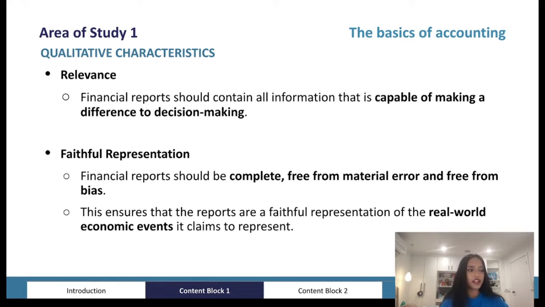So the first one is relevance, which basically just means that we need to make sure that in our reports, we're including all information that's capable of influencing business decisions by the owner. So this might mean even not including some information. For example, if it's not as relevant or it won't make a big difference to decision making, we might be excluding that. But it also might mean that we really need to be including certain information into our reports because it is relevant to decision making.